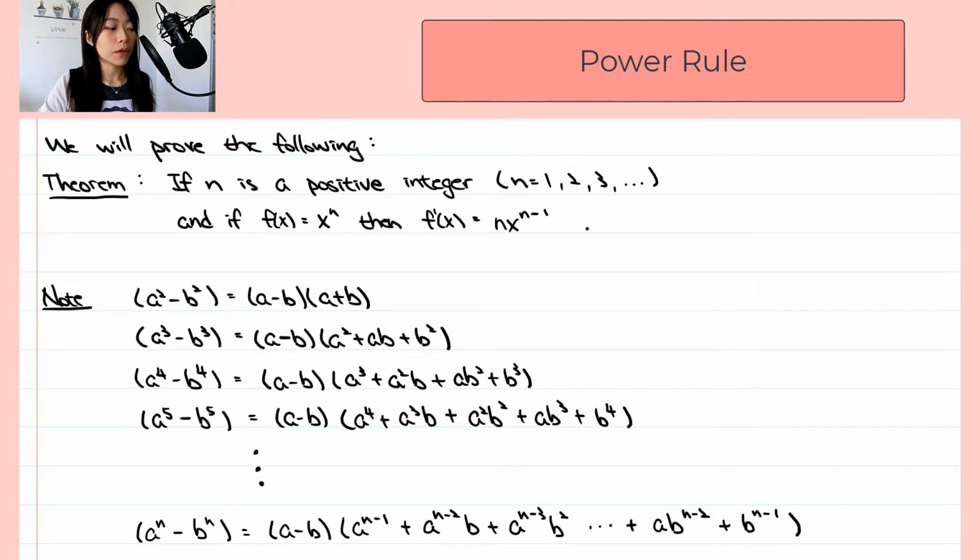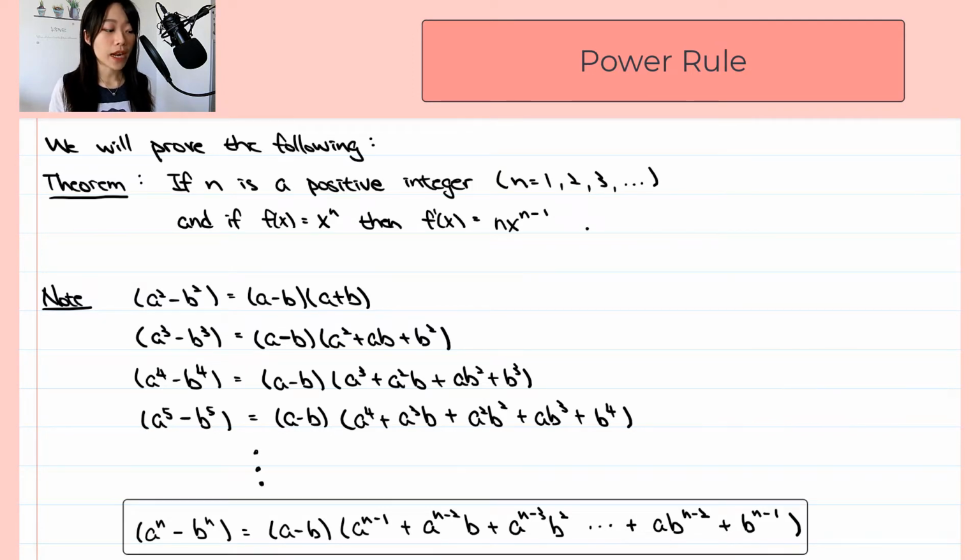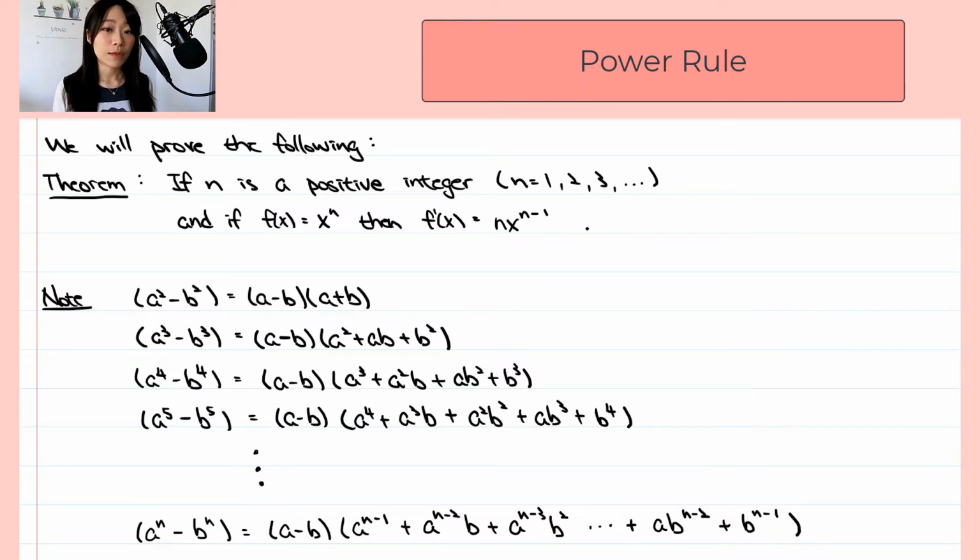I think most people are more familiar with the first two, the differences of squares and differences of cubes. When you have a difference of squares, you can simplify that as a minus b times a plus b. And when you have a difference of cubes, you can simplify that as a minus b times a squared plus a times b plus b squared. And this pattern can actually continue forever. So at the end, we get a form of a to the power of n minus b to the power of n, and it equals this. Let's remember this pattern, and now we're going to prove the power rule.